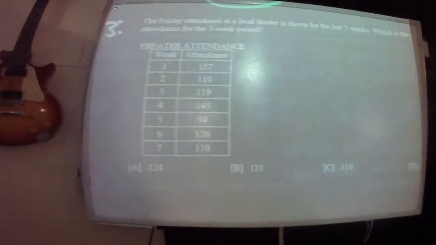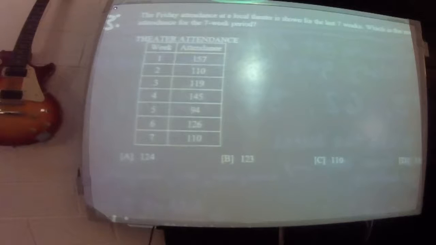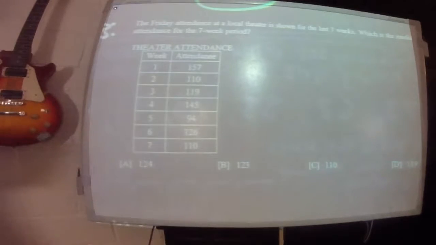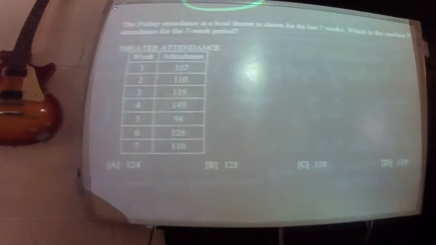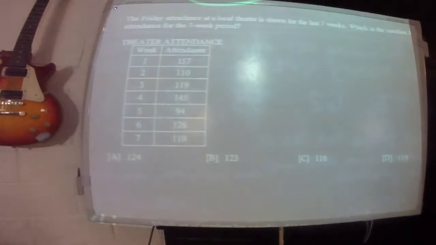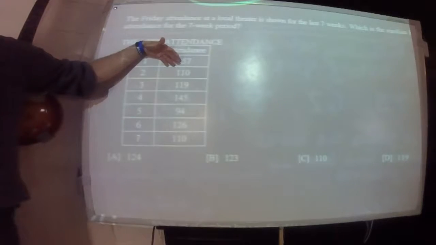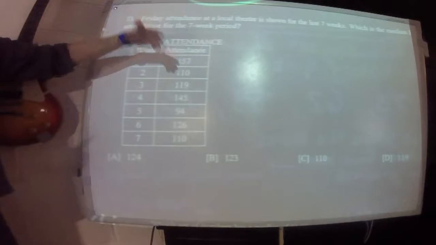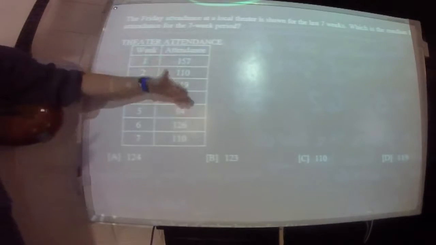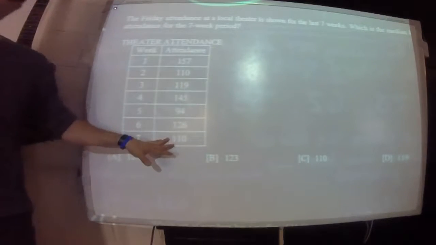Example 3. This throws people off because of this table. The Friday attendance at a local theater is shown for the last 7 weeks. What is the median Friday attendance for the 7-week period? Now all this table is showing is the theater every week on Friday is saying how many tickets they sold. So they sold 137, 110, 119, 145, 94, 126, and 110.